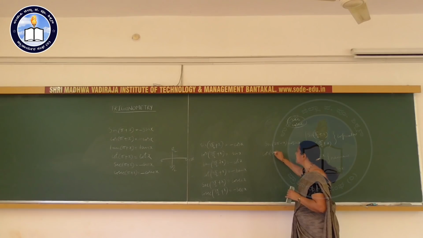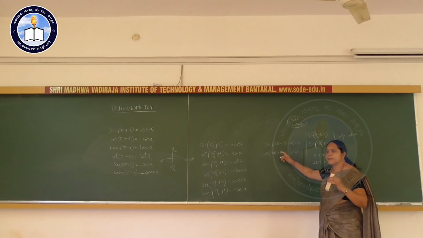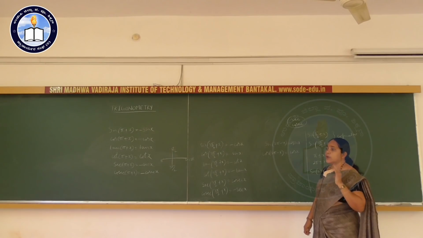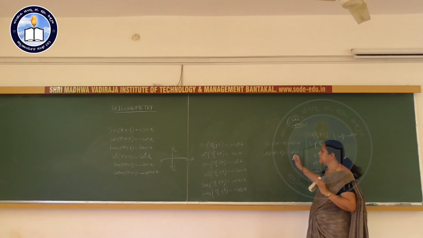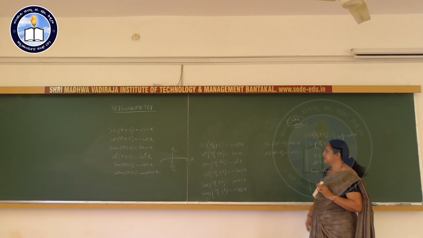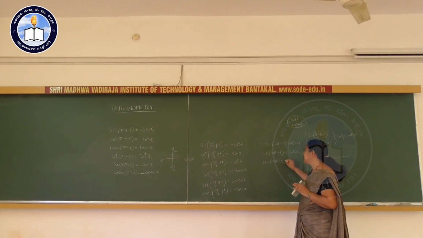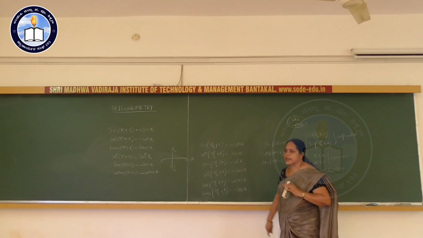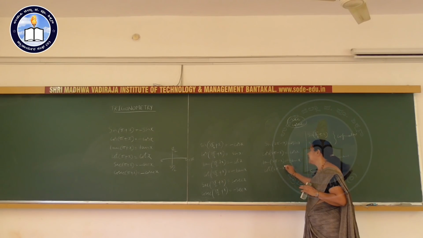But cos of 2 pi minus x is equal to cos x. Why? Because in the fourth quadrant cos is positive. So cos of 2 pi minus x is equal to cos x. Tan of 2 pi minus x is equal to minus tan x, because in the fourth quadrant tan is negative. Cot of 2 pi minus x is equal to minus cot x.